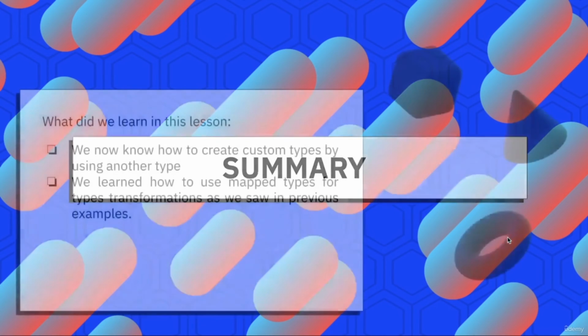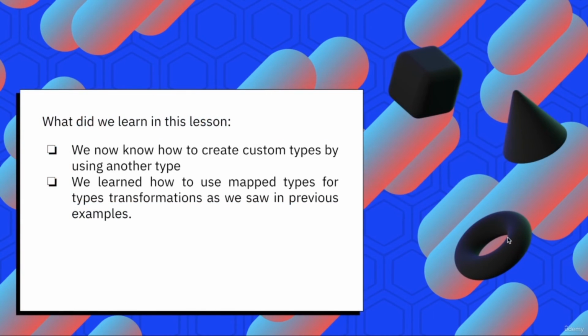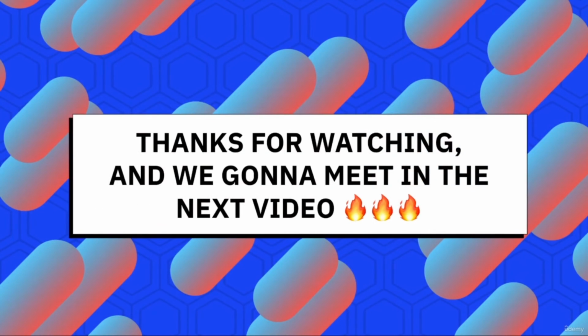Summary. What did we learn in this lesson? First, we now know how to create custom types by using another type, and we learned how to use mapped types for type transformations, as we saw in previous examples. Short lesson, and thanks for watching, and we're going to meet in the next video.